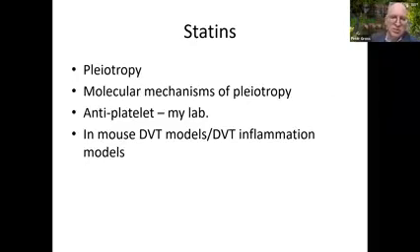So what we're going to do is go through the pleiotropy of statins, the molecular mechanisms of the pleiotropy, go through some of the work we did in my lab about the antiplatelet effect of statins, and then go through a couple of papers that discuss a mouse and a rabbit model of DVT and DVT inflammation and statins.